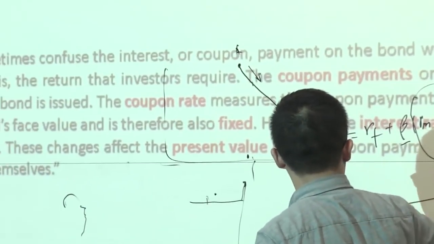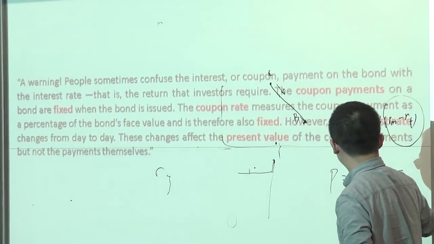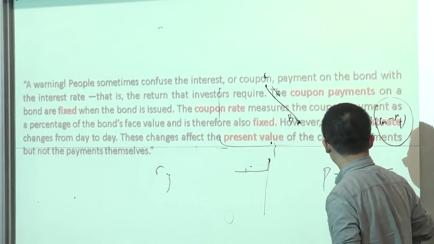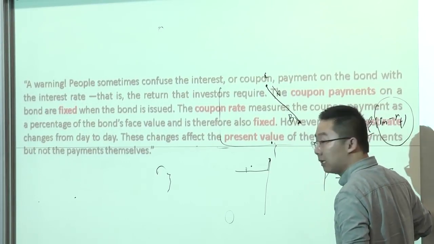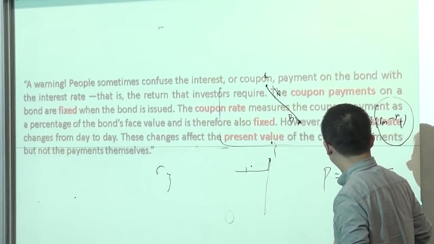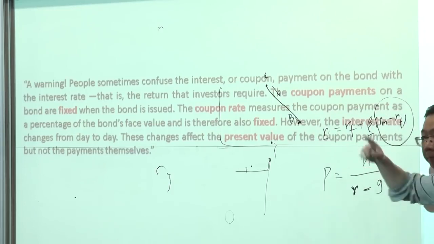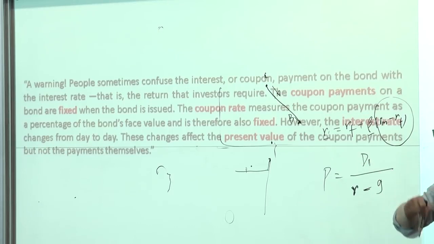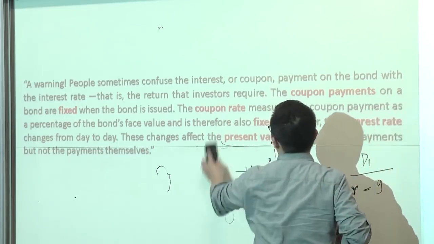If you remember, that is P equals D1 over the required rate of return minus the growth rate, right? So D1 is the next dividend, one period from now. It's not the current one, not the one that was just paid right now. It's one period later.